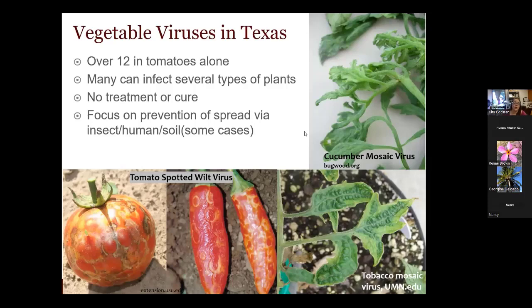There's unfortunately, again, no treatment or cure for viruses. Once it's in there, it's in there. We can't really fix it. So we focus on prevention of spread through managing our insect vectors, being mindful with your own sanitation, on your hands and your tools, and in some cases, soil. There are certain viruses where I would recommend pasteurizing your potting soil or something like that, but that's not the norm for viruses. Typically, we focus primarily on insect and human spread.